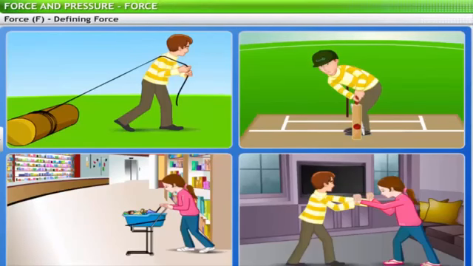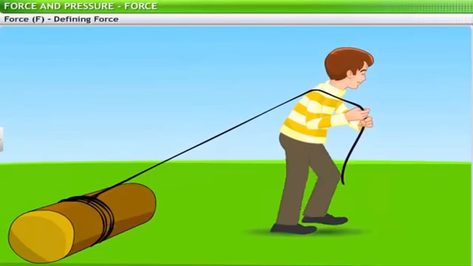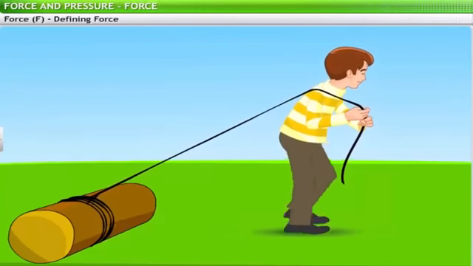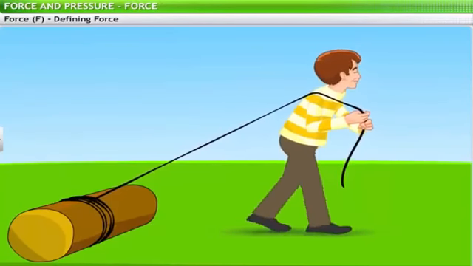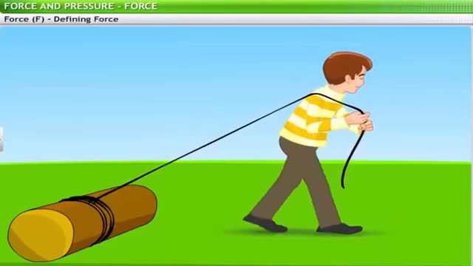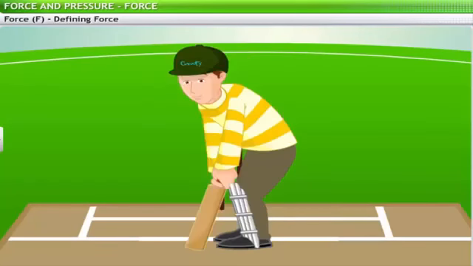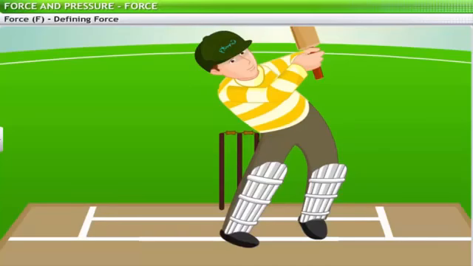Let's analyze the situations we observed earlier. Can you make out exactly what Tina and James are doing in each situation? In the first situation, James is pulling a wooden log. Oof, this is heavy. In the second situation, James is hitting or pushing a ball.